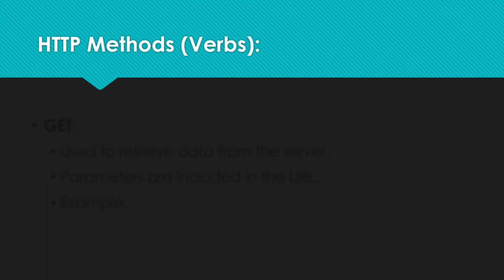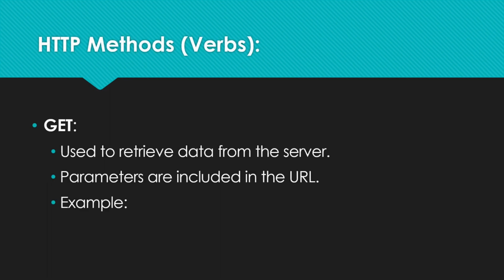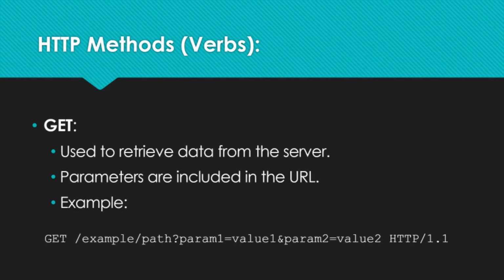Now let us talk more about the GET request. A GET request, as we have talked about before, is used to retrieve data from the server. Parameters are included in the URL. As you can see, we are using the GET method to retrieve some data from the server, and we are also passing the parameters, that is param1 and param2, to the server. And on the right we can see the HTTP version.